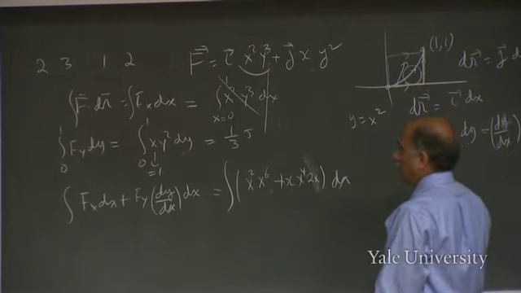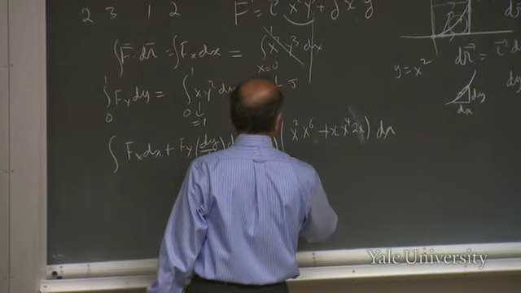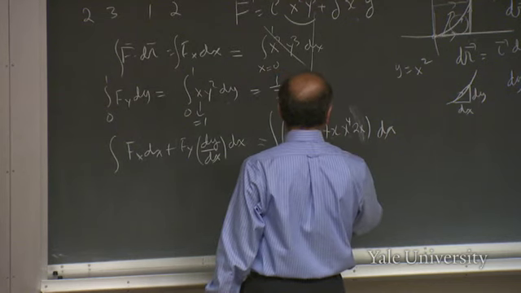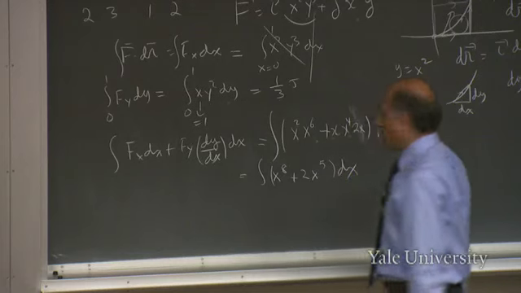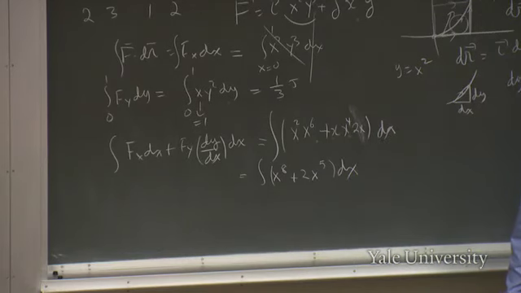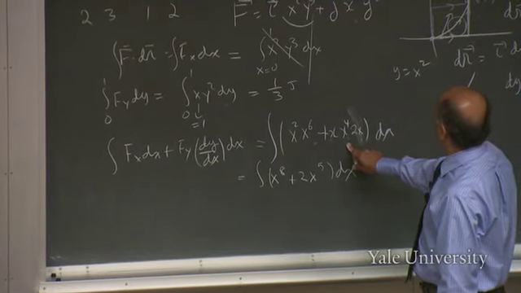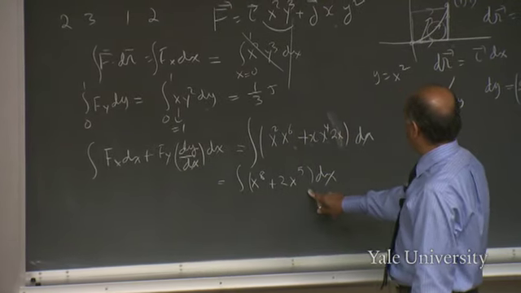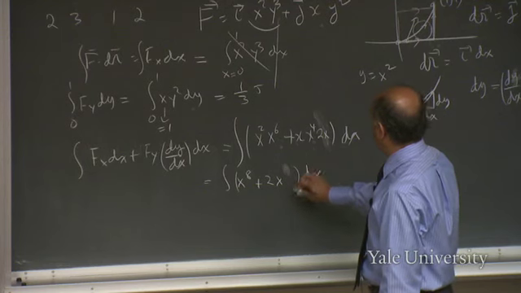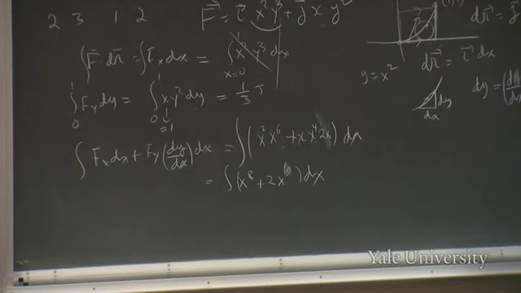So I get here from all of this x to the 8th plus 2x to the 5 dx. Did I make mistakes somewhere? Here? Oh, here? Oh, x to the sixth, right. Thank you. How is that?